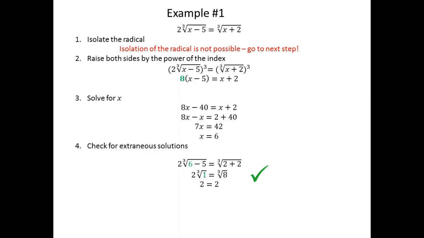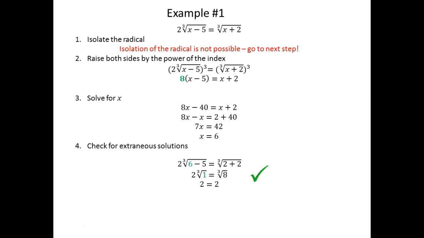Now, a lot of you made this mistake on the quiz. When you do this, you need to raise the coefficient of 2 to the third power as well as everything else. So when I do that, 2 to the third power is 8. Now, it was 2 times the entire cube root of x minus 5, and so I end up with 8 times the binomial x minus 5. Don't forget those parentheses. And on the other side, it just got rid of the cube root, so I end up with just x plus 2.